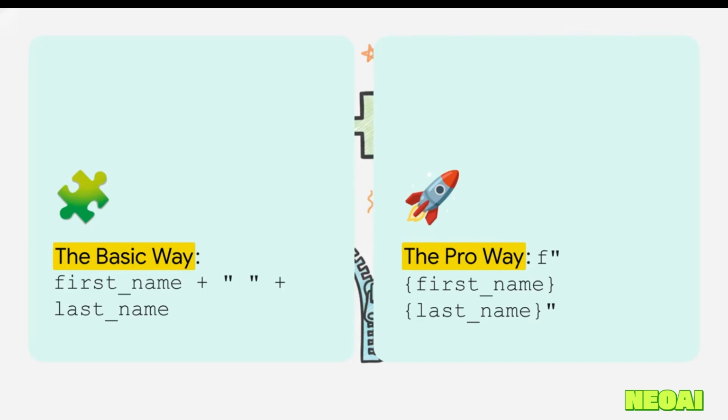Just look at the difference here. It's like night and day, right? The basic way on the left, it works, but you kind of have to mentally piece it together. The pro way on the right, the f-string, it looks almost exactly like the final sentence you're trying to make. It's just so much cleaner and easier to understand at a quick glance.